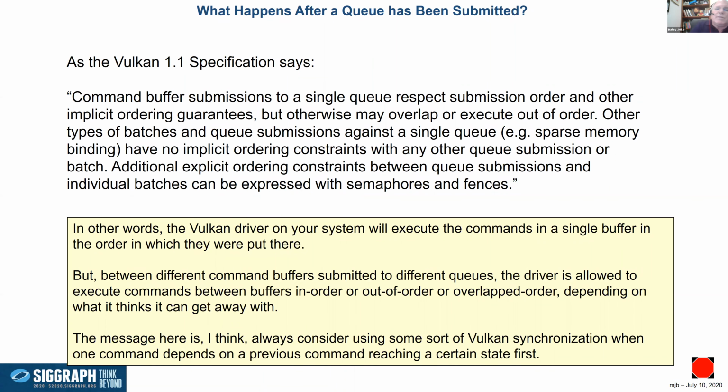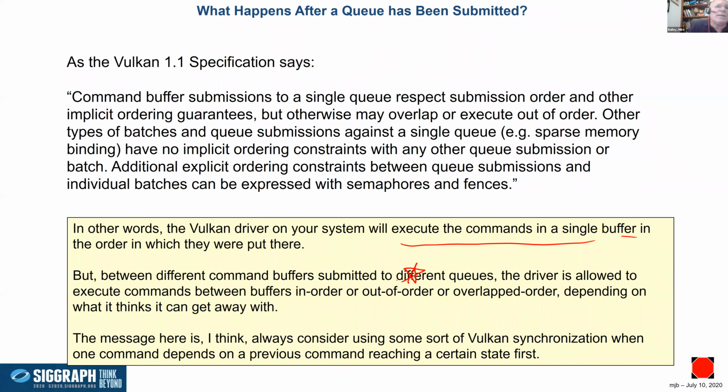Okay, command submissions to a single queue are respectful of submission order. So the commands that are in the command queue get executed in order, the order in which they've been submitted. And so the driver on your system will execute these commands in a single buffer in the order in which they were put there. However, with different command buffers submitted to different queues, the driver is allowed to do some jiggering of the execution order. Yeah, the driver may not, but the driver might.